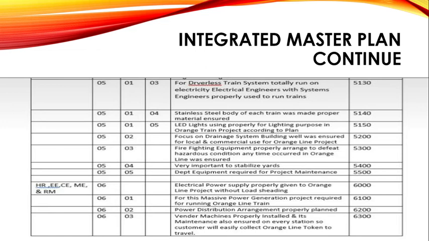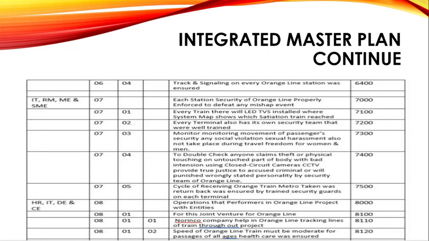Then we have the resources, as you see in slide 6. The electrical power supply for the Orange Line was also there, and the massive power requirement was also met. A power distribution arrangement was also there, and the vendor diagram, where you can get the Orange Line tokens, is also there.